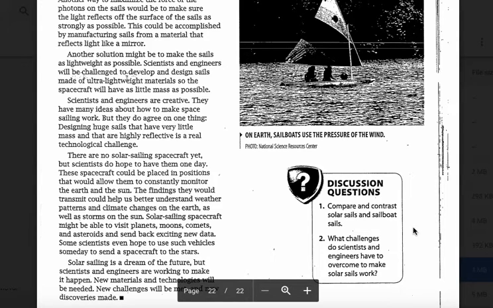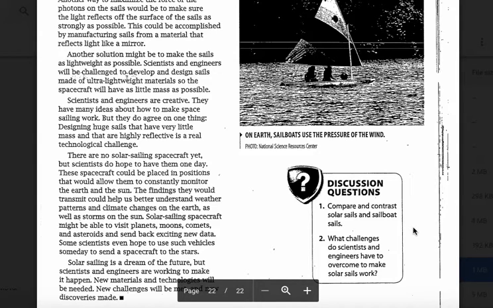These spacecraft could be placed in positions that would allow them to constantly monitor Earth and the Sun. The findings they would transmit could help us better understand weather patterns and climate changes on Earth, as well as storms on the Sun. Solar sailing spacecraft might be able to visit planets, moons, comets, and asteroids and send back exciting new data. Some scientists even hope to use such vehicles someday to send a spacecraft to the stars.